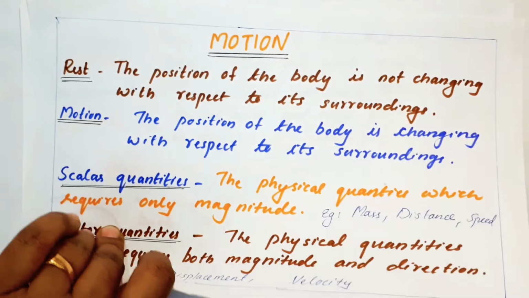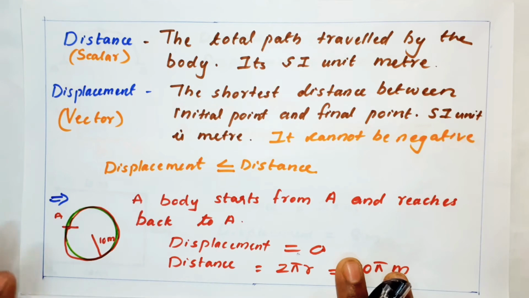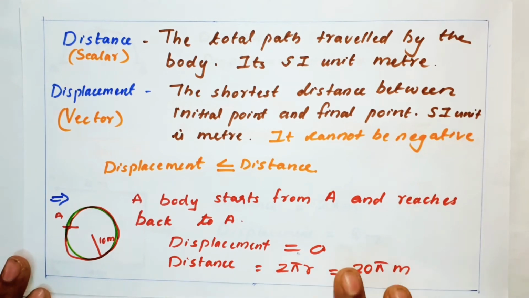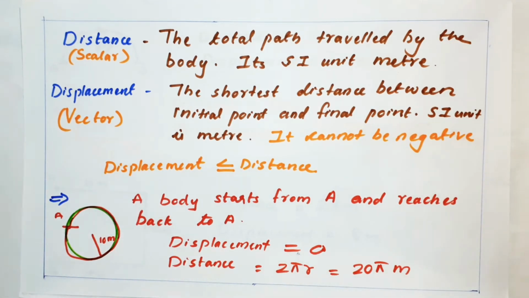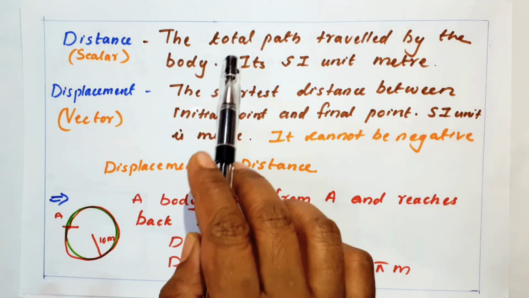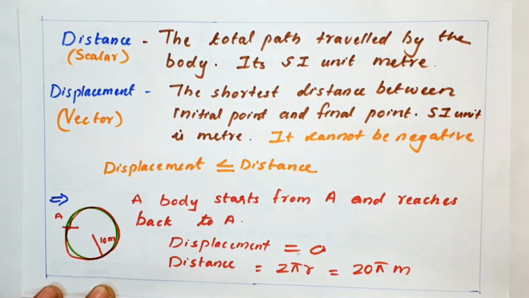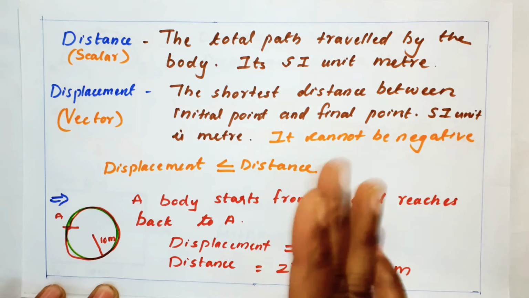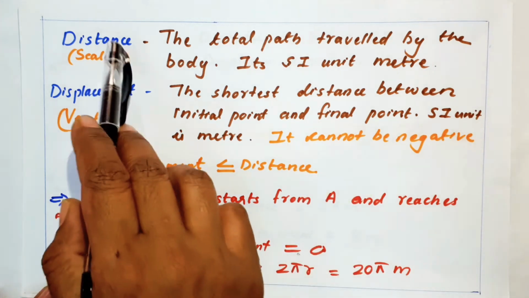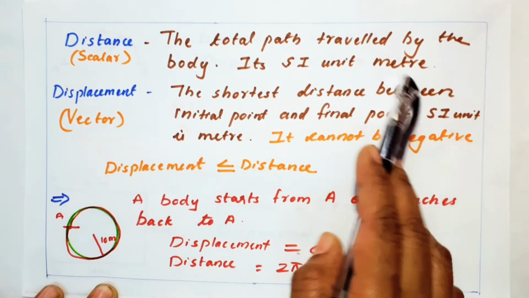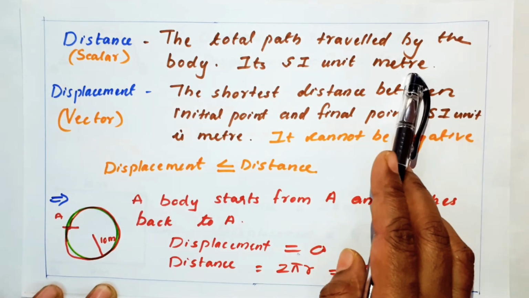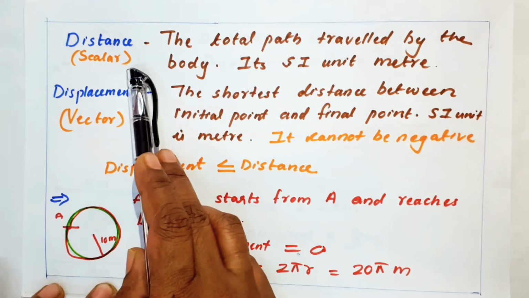So, first we are explaining about distance. What is the meaning of distance according to physics? Distance means it is the total path traveled by the body. Now I am telling the definition, I'll come to the case. So, you have to calculate the total path traveled by the body, and that is called distance. Its SI unit is meter. And it is a scalar quantity.